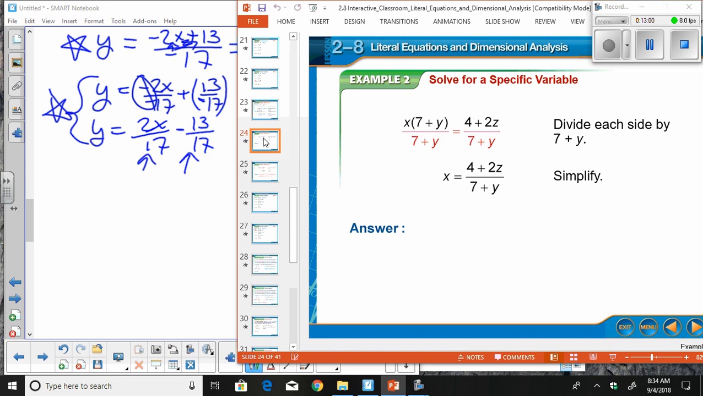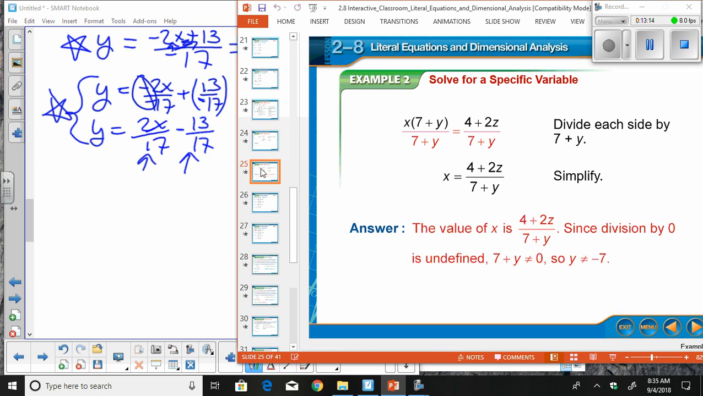After that, we can then divide by everything that we want to get rid of. And because it's in parentheses, we can do that. I would probably have kept the 7 plus y in parentheses as I divided it over, but you don't have to. So we end up with x is equal to 4 plus 2z over 7 plus y.